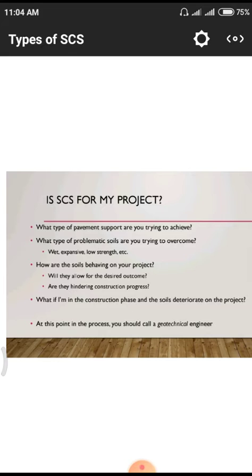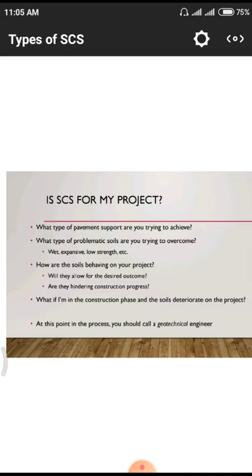First of all, what type of pavement support are you trying to achieve with soil cement stabilization? Soil cement stabilization is entirely workable whenever we are going for rigid pavements, that means cement concrete pavements. Why? Because both have the same particles, cement particles, so that it is responsible for giving more bond whenever we go for cement roads with soil cement stabilizations.